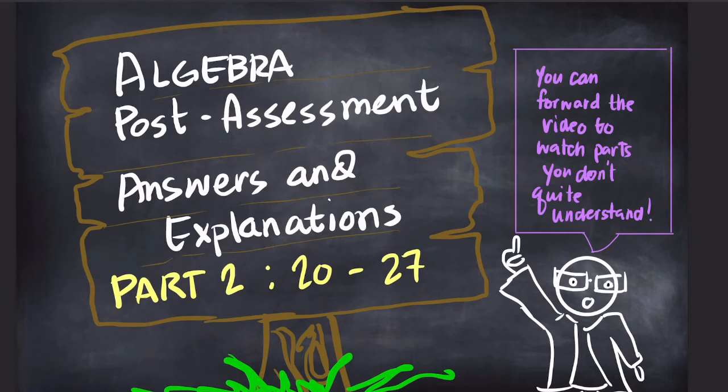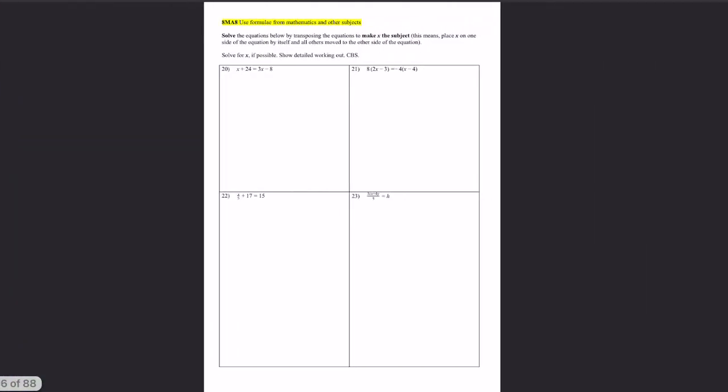Okay, so this is Algebra Post-Assessment Answers and Explanations Part 2 for questions 20 to 27. Again, you can forward the video to watch the parts you don't quite understand. The parts that you got wrong, forward it and listen to the explanation. As I said before, it's very important for you to know this because this is the foundation for measurement, geometry, and linear algebra. So let's get started.